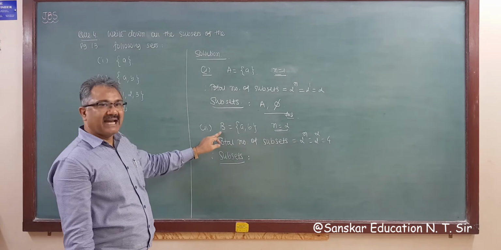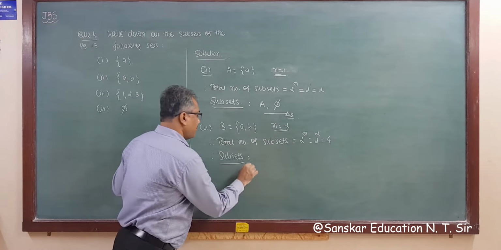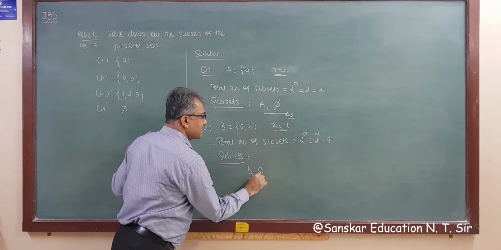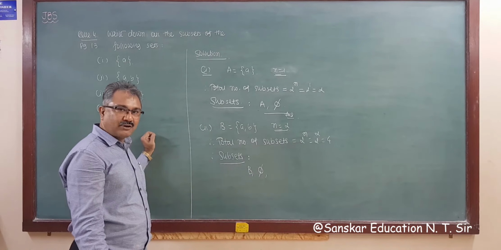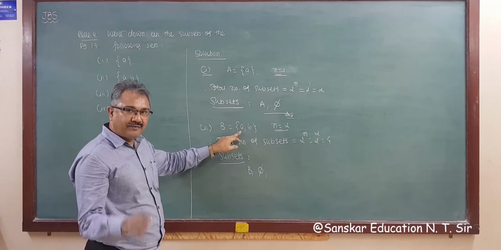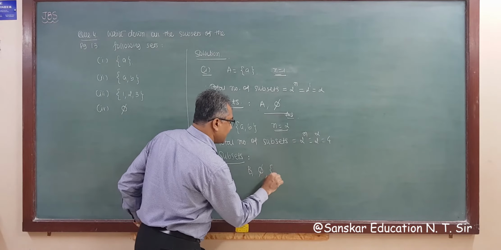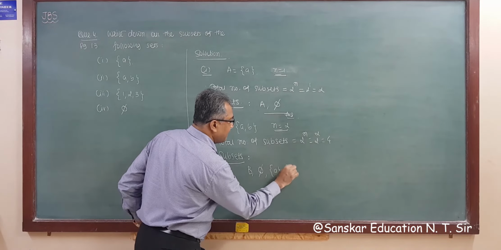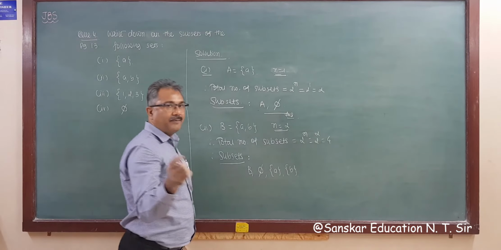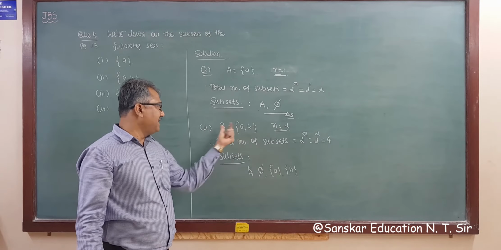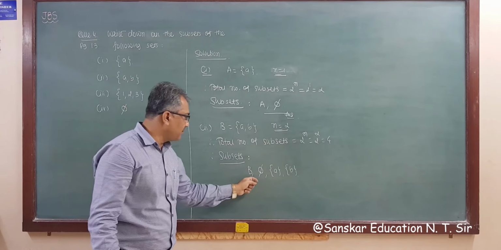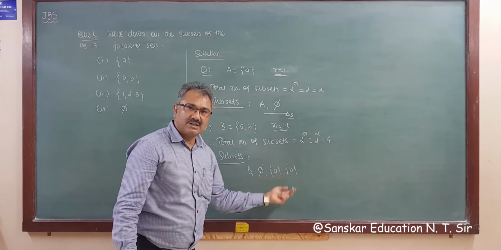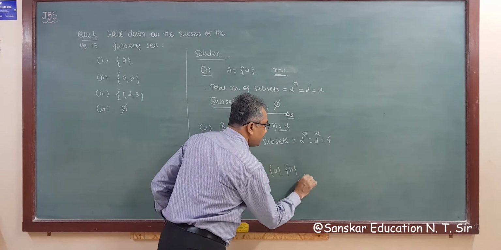First, the set itself is a subset. So B, then the empty set is a subset of all sets. Then one by one. So first element a, then element b. Now we have to take a pair. If we take a pair, then it's {a, b}. B is already there. Now count 1, 2, 3, 4. So this is your answer.